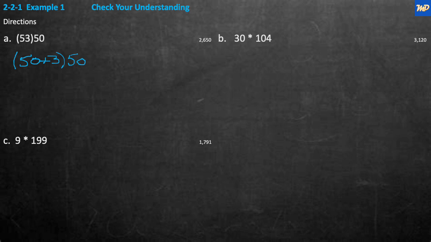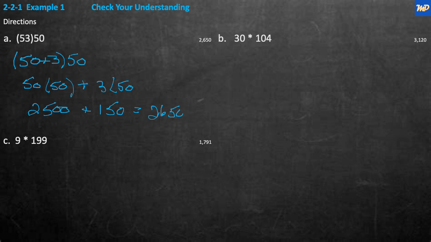And now we can multiply 50 times 50, plus 3 times 50. When we do that, this is 2,500, plus 3 times 50 is 150. So the answer must be equal to 2,500 plus 150, 2,650. 2,650. How about the next one?